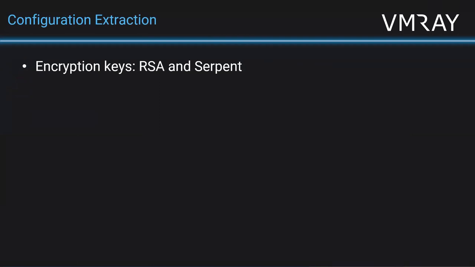It's the most work, but it gives the best results. So there's a bunch of good data that we can get from configuration extraction. We can get the encryption keys. So it uses two types of encryption, RSA and Serpent. RSA is used for signing requests and signing files embedded inside the malware. And Serpent is used for symmetric encryption.